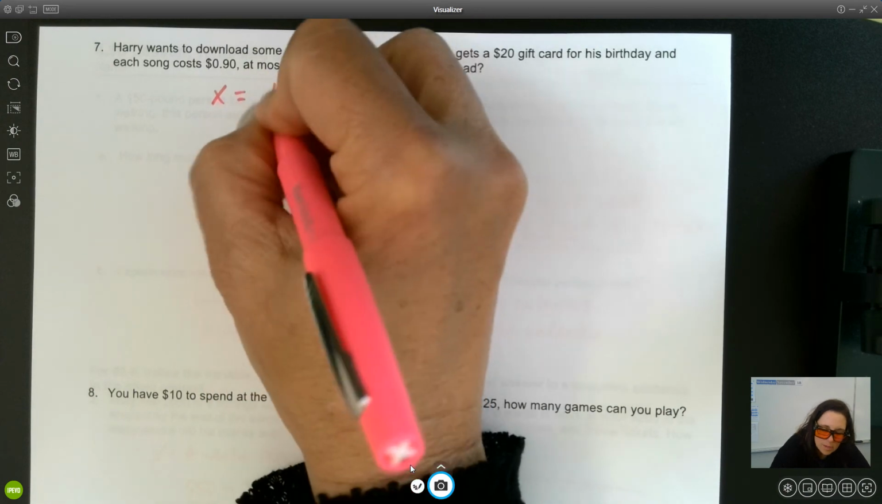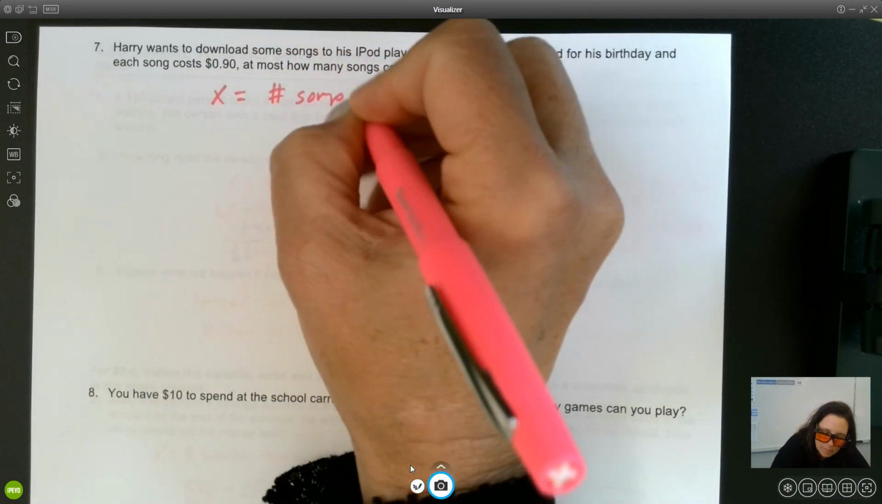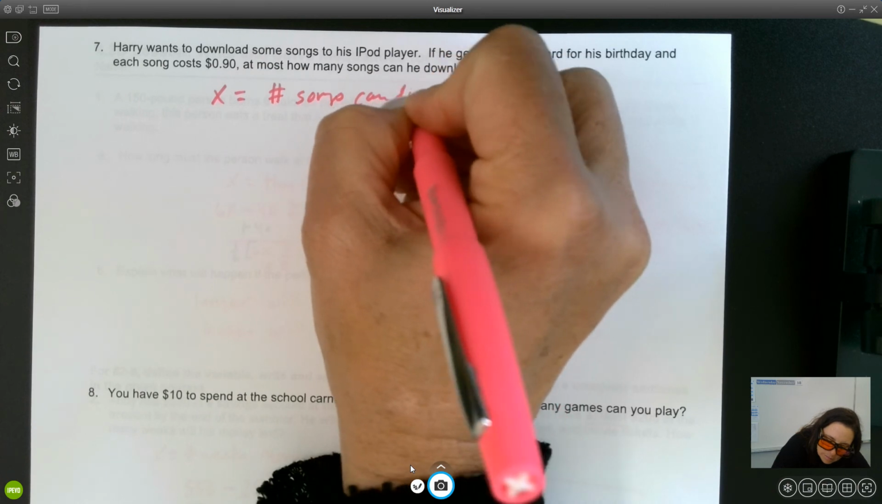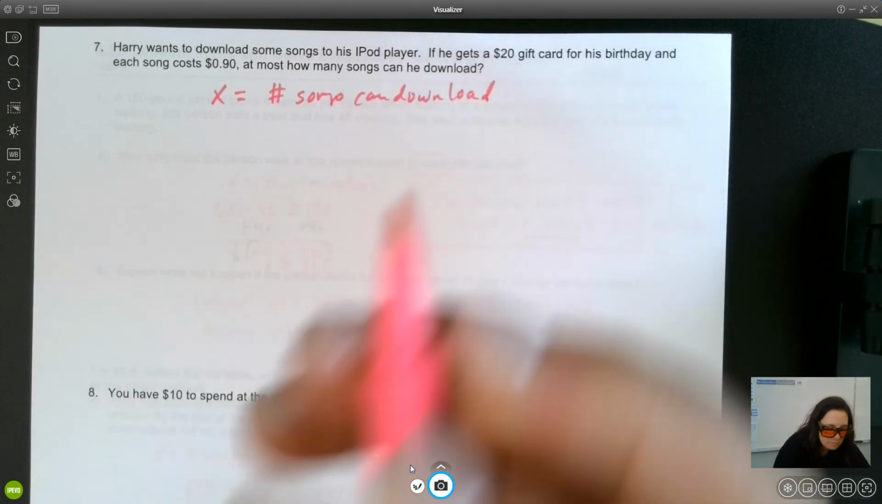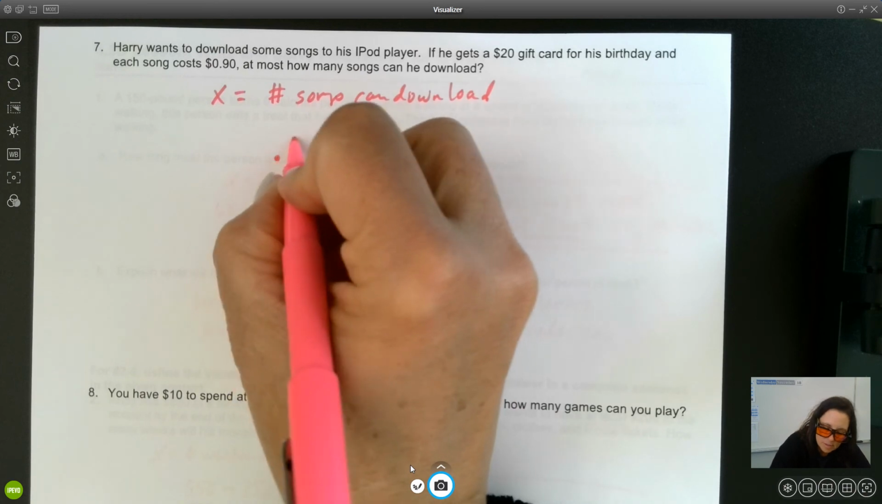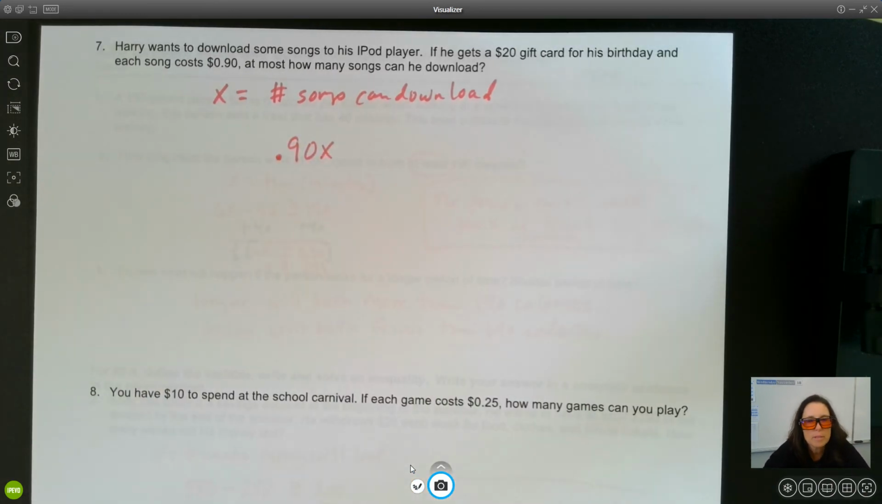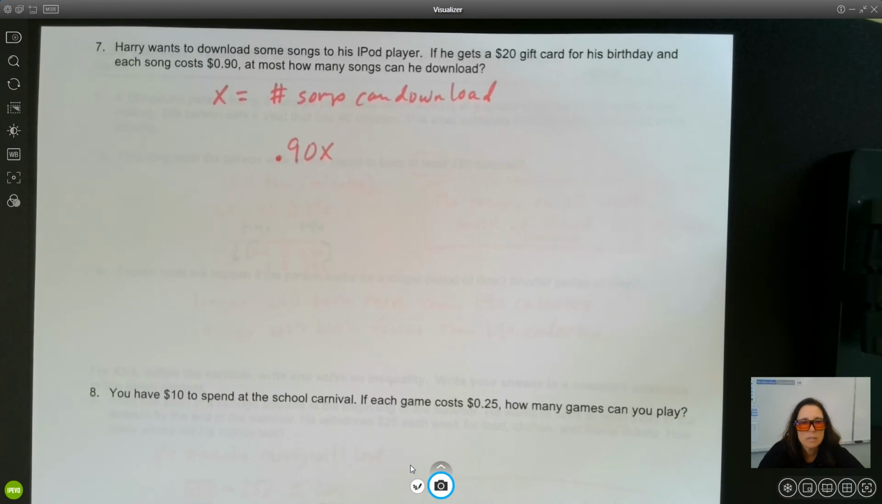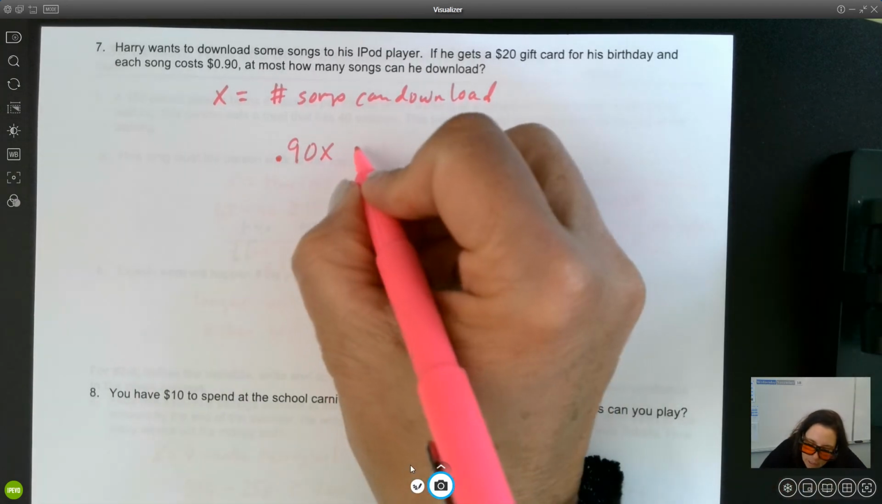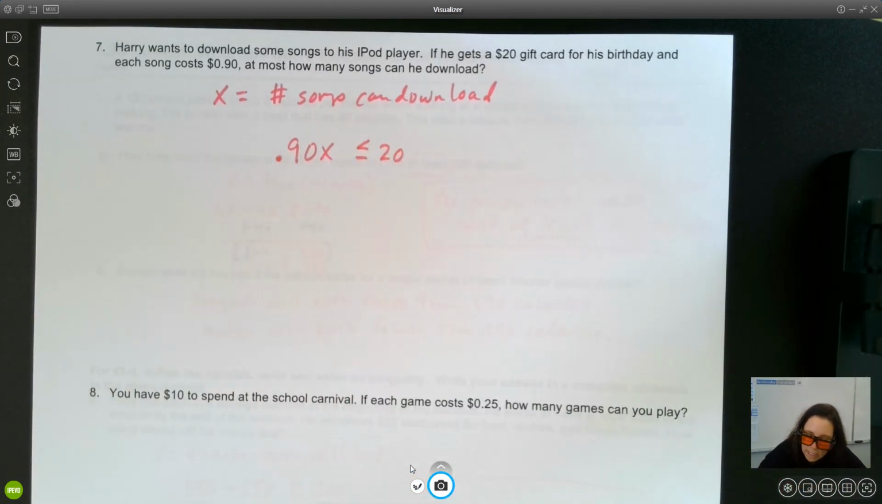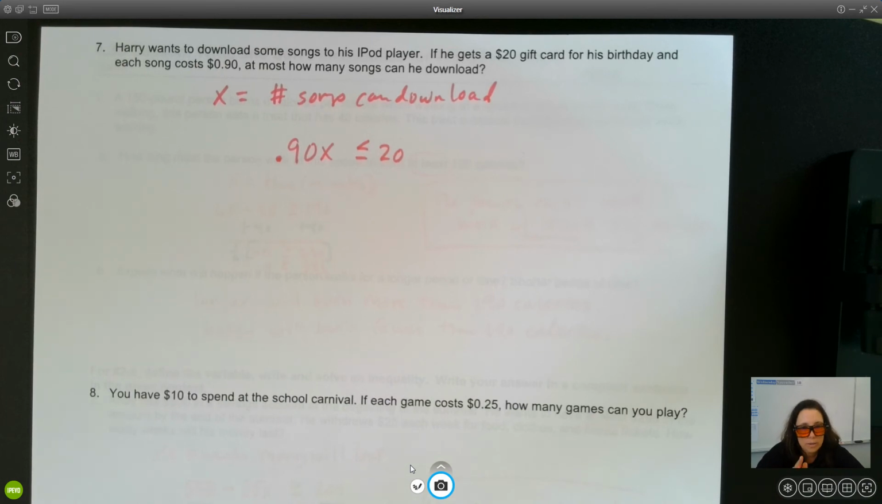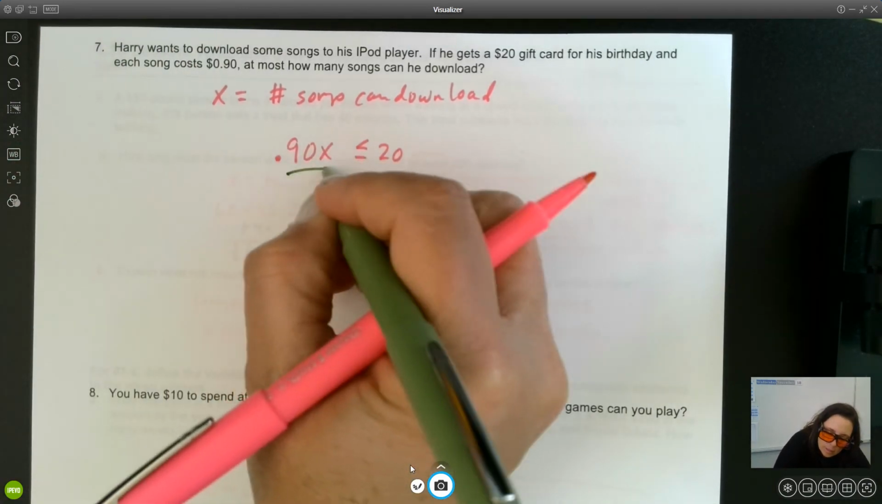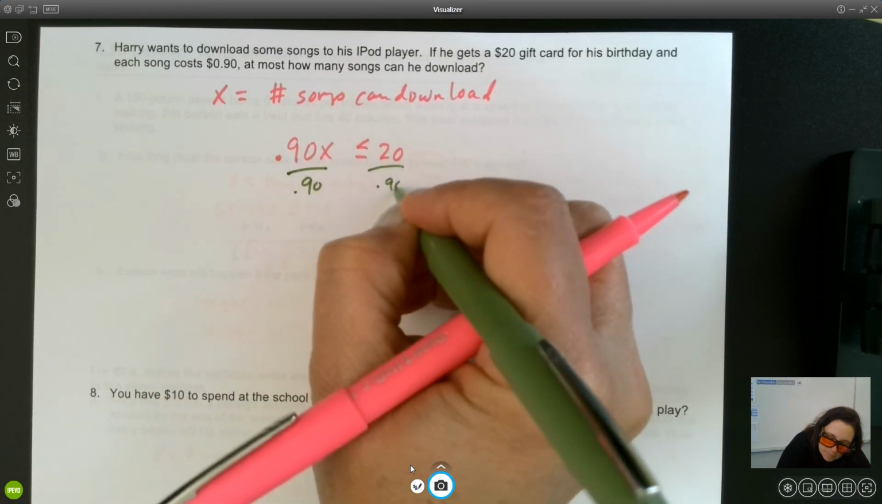Okay, x equals the number of songs he can download. All right, so 90 cents per song. We need to multiply those together to see how much it costs for however many songs he downloads. Okay. All right, that has to be less than or equal to his $20 gift card. He can spend $20 or less. He doesn't have more than 20. That's what that inequality says. We divide by the 0.90.